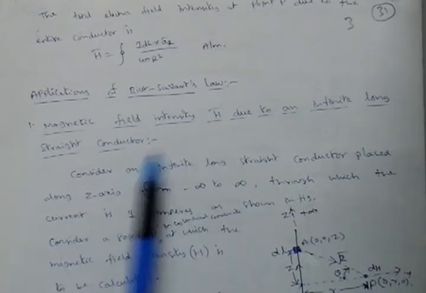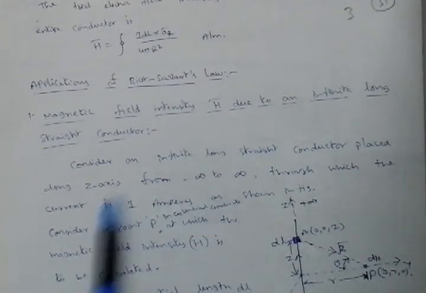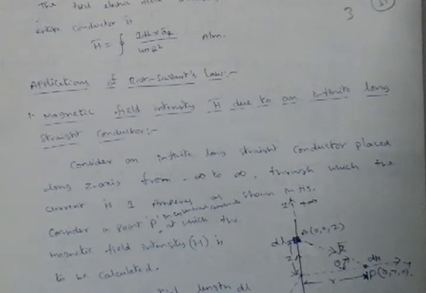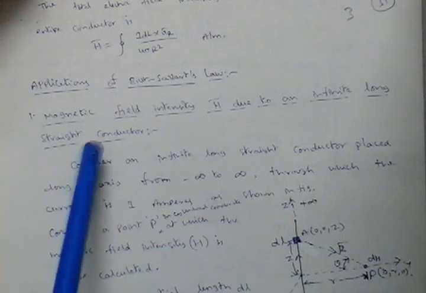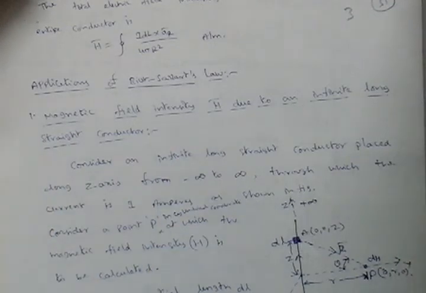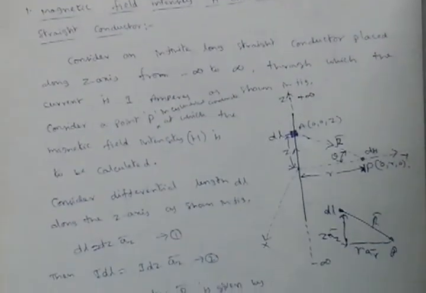That is, magnetic field intensity due to an infinite long straight conductor. If we consider an infinite long straight conductor, the field produced at any point can be determined using the Biot-Savart law. Here we call these applications of the Biot-Savart law. So the question is the magnetic field intensity due to the infinite long straight conductor. To analyze this, first I will draw the diagram once again separately.